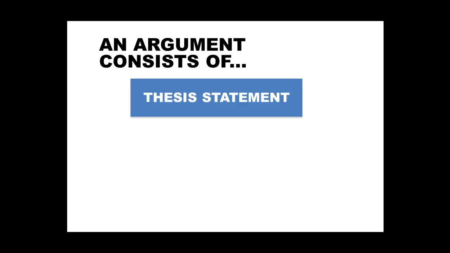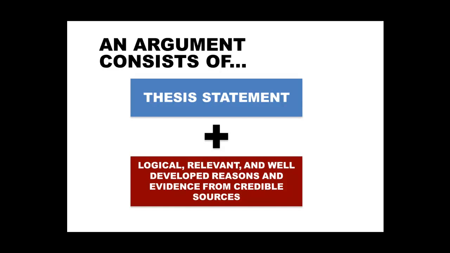An academic argument should be reasonable, which means it is not biased or based only on persuasion, but is clear, considered, and incorporates appropriate research. An argument in an academic essay consists of a thesis statement, which is backed up by logical, relevant, and well-developed reasons and evidence from credible sources.